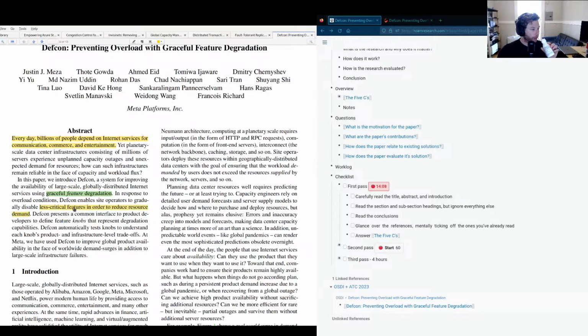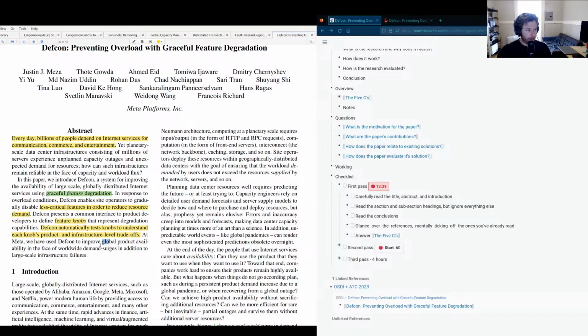Cool. So they can disable less critical features in order to reduce resource demand. And they do this using what they call feature knobs. Oh, that's cool. And they also use the knobs not just under load, not in emergency situations, but also to understand how many resources a feature takes up.